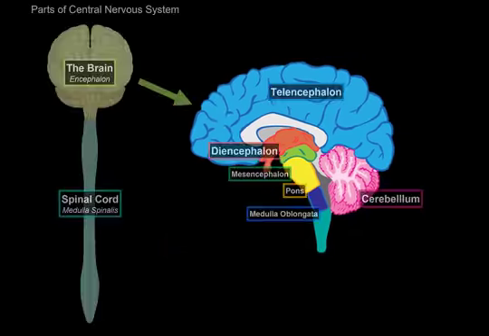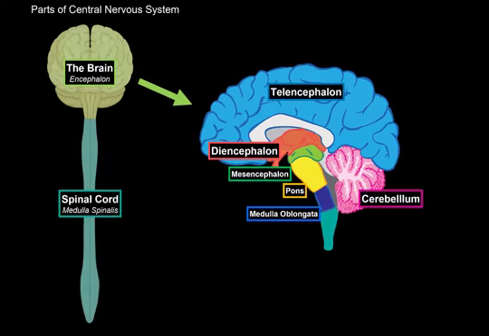So this was an overview of how the central nervous system is distributed and its functions and development. So in the next video, we will be going through the detailed anatomy of the spinal cord.